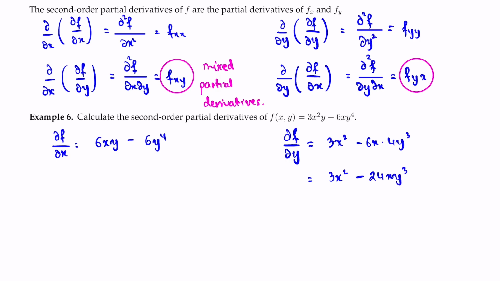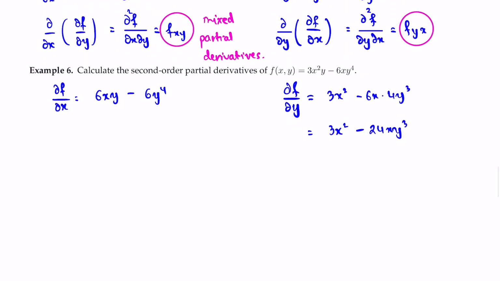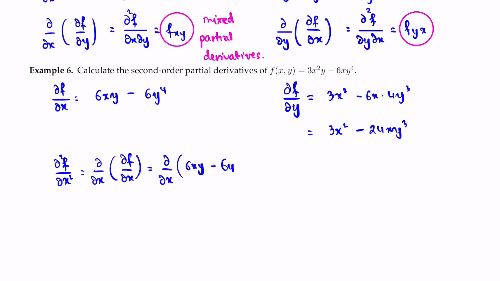Now we're going to move on to finding the second order partial derivatives of the function. So remember, for second order partial derivatives, there are 4 of them. So the first one is partial square f partial x squared. That is, you're going to take partial x of partial f partial x, and this is going to be partial x of 6xy minus 6y to the 4th.